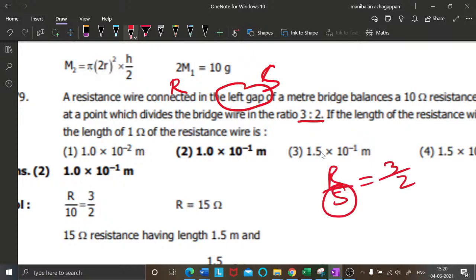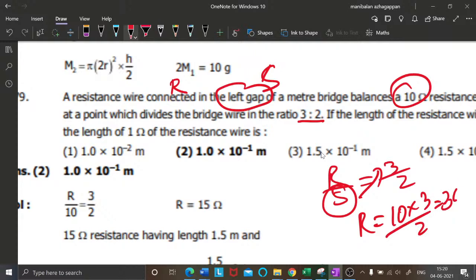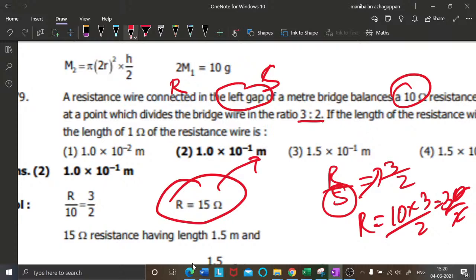Okay, S is how much? Here it's given 10 ohms. So 10 you can bring to this side. So 10 into 3 divided by 2, 30 divided by 2, it's going to be 15. So the resistance I got is 15, the problem is over. Don't think the problem is over. The problem still is there.